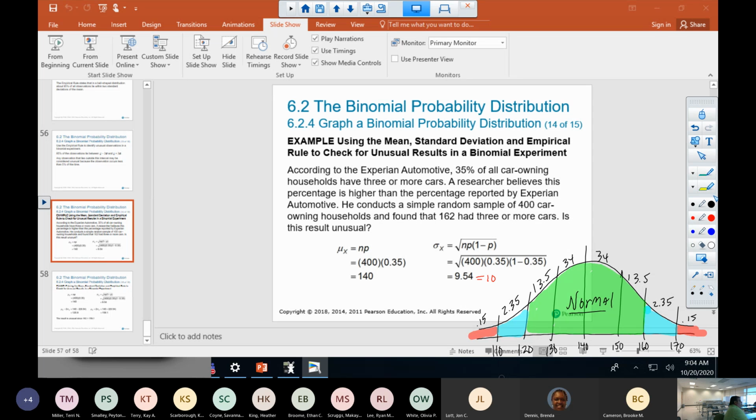What is it asking? 162, Hubert. Thank you, class. So where is 162? 162 is unusual. So is the result unusual? Yes or no? Yes, it is unusual, Hubert. That's right, class.